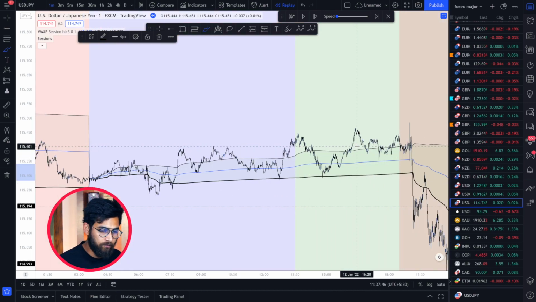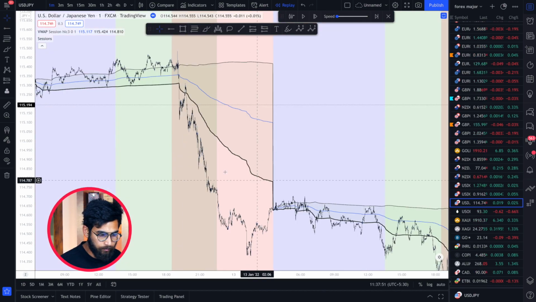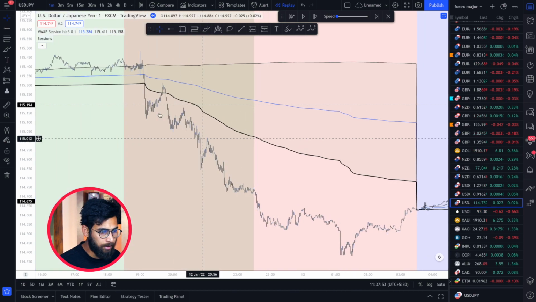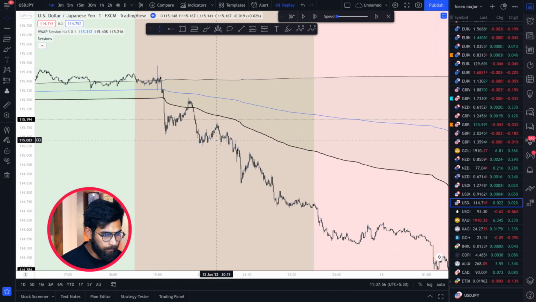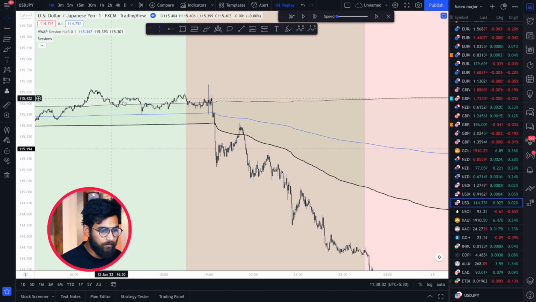Now let us take a couple of more examples on the same chart. This is an overlap session again, and you can see the price was moving up, right? So the session started from here. Let us move 15 minutes before and see.